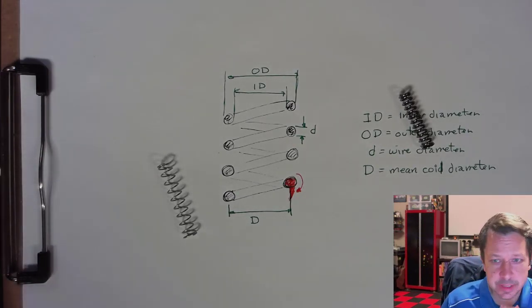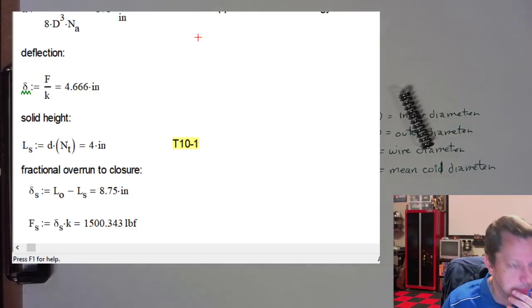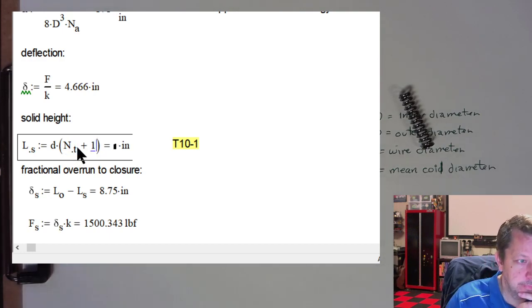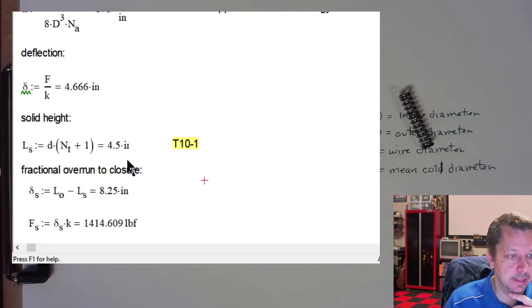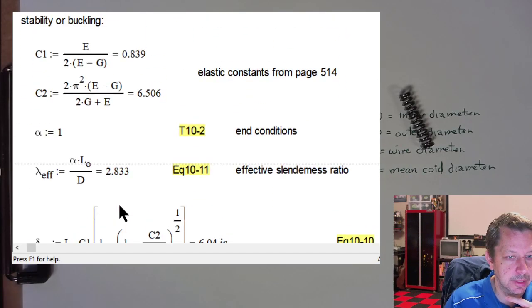So first let's go back to MathCAD, and let's fix our solid height, because I put the solid height as D times the total number of coils. That is if they were squared and ground. Ours should actually be total number of coils plus 1. So there's our solid height. That might have changed some of our calculations. Hopefully we still have viable numbers at the end down here.